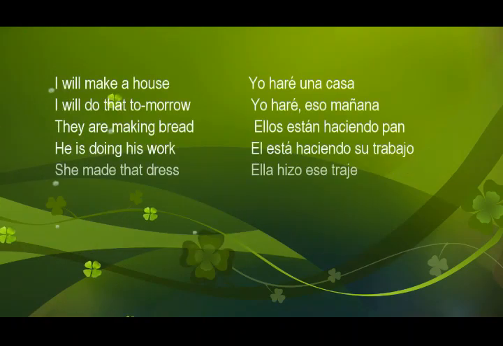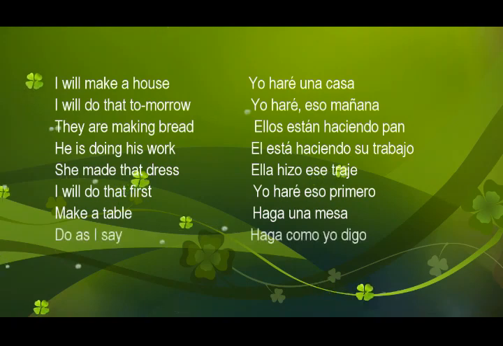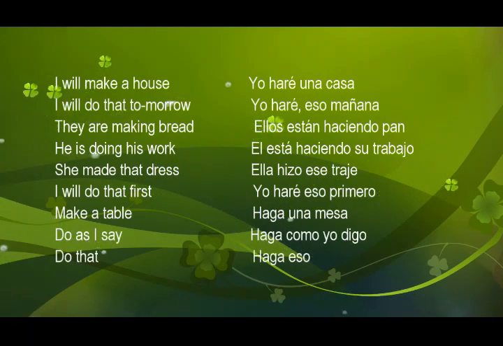I will do that tomorrow. They are making bread. He is doing his work. She made that dress. I will do that first. Make a table. Do as I say. Do that.